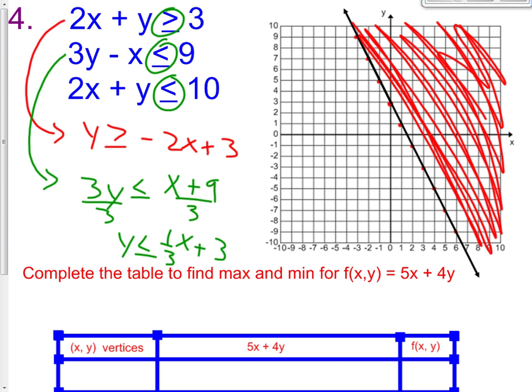A y-intercept of 3. 1, 2, 3. And then a slope of 1/3. Up 1 over 1, 2, 3. Up 1 over 3. So on and so forth. All right, connect these dots. And now our shading for this one is less than or equal to, so it's shading everything below the line.